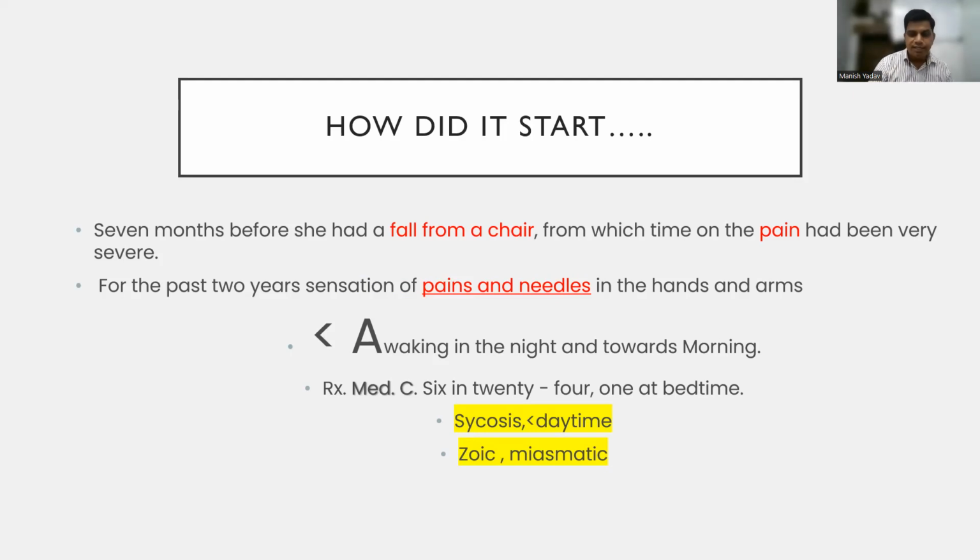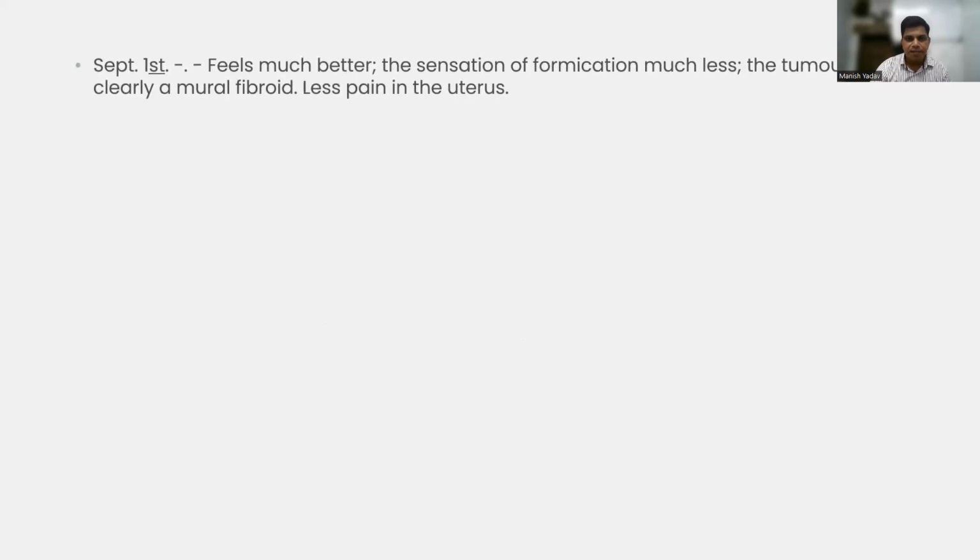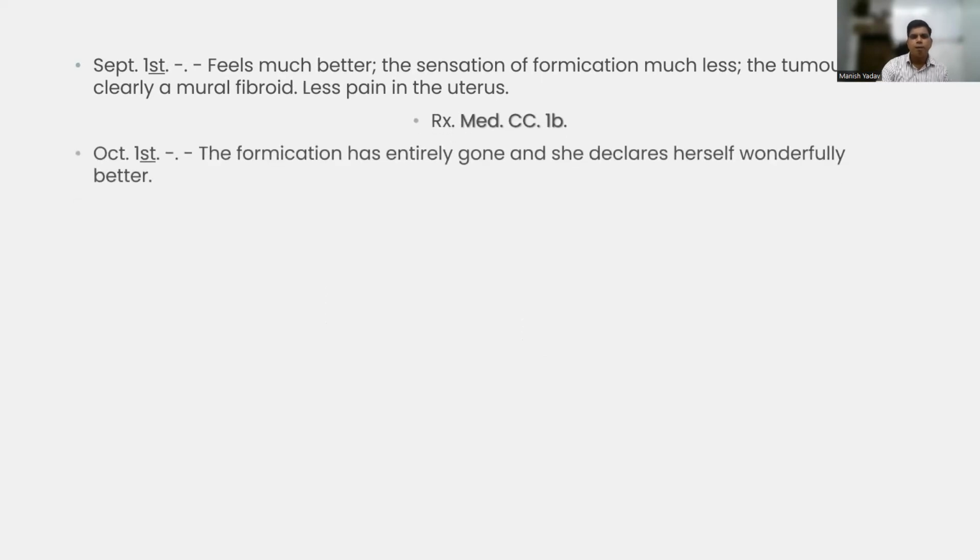So let's go ahead. He starts with Medorrhinum. Feels much better. Sensation of formication is less. Tumor is clearly a mural fibroid. Less pain in the uterus. So the patient feels better. Very good. Again, he repeats Medorrhinum. The formication has entirely gone. Now, this is amazing, right? The formication has entirely gone, and she declares herself wonderful and better.